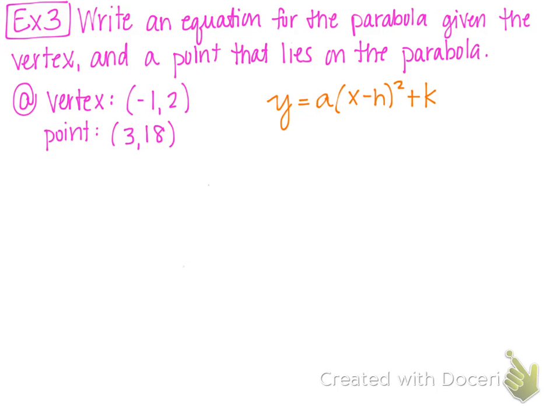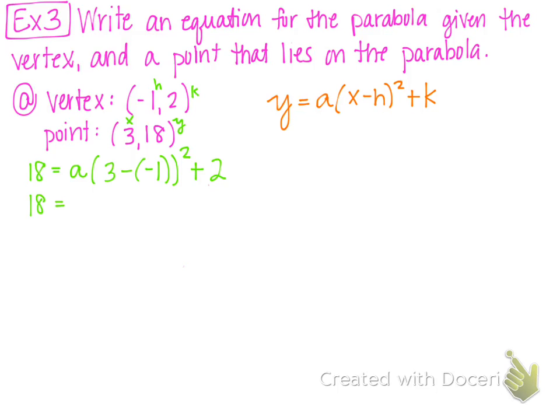So using the form, we're going to plug in. So y in this case is 18, and that's equal to a, which we don't know. X is 3 from the point minus, and we got to use parentheses here. Our h this time is negative. So we have minus a negative 1. Then we're going to square it plus our k, and our k is 2. So remember, this is our x, our y, our h, and our k that we're plugging in. So now we only have one unknown. We just got to figure out what a is. So let's solve out for a.